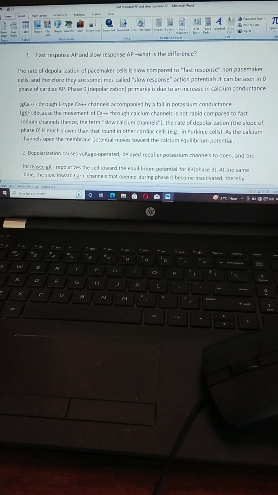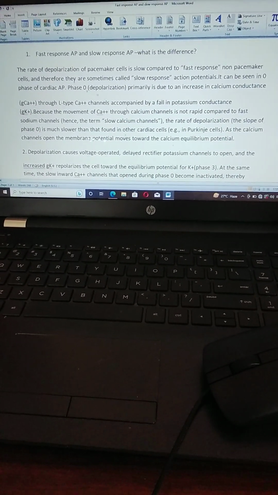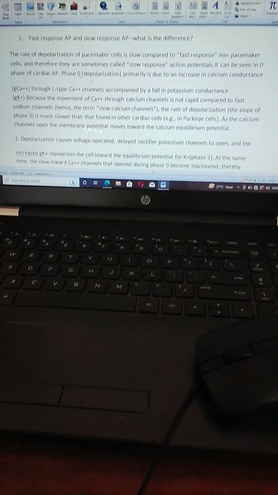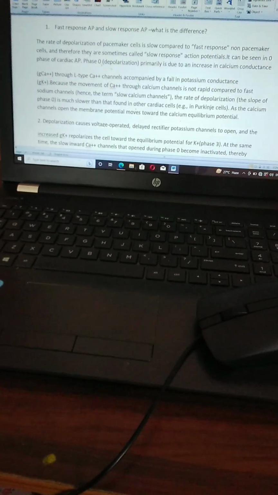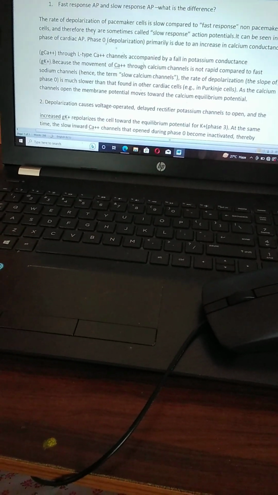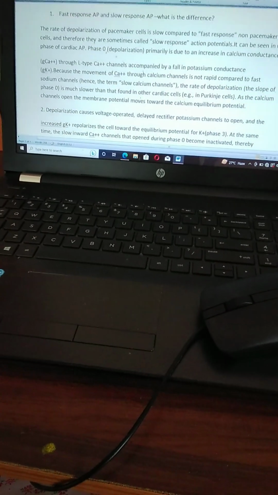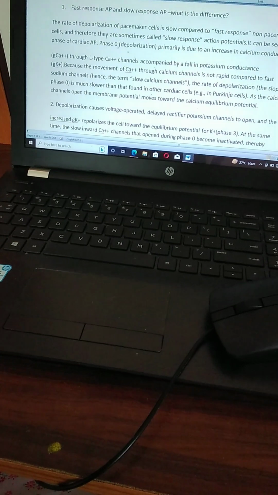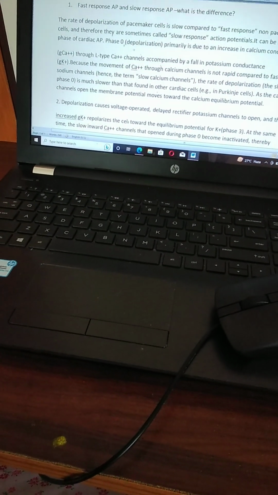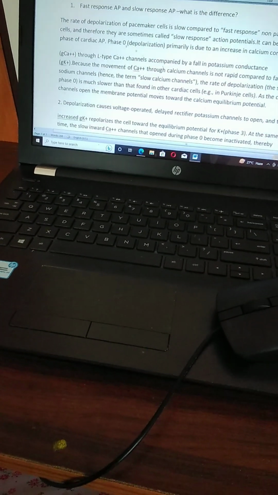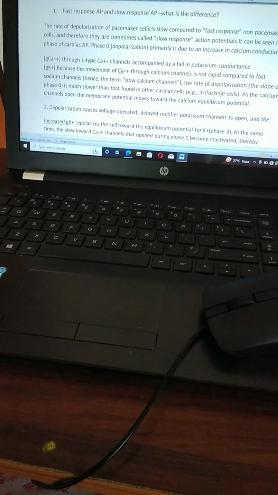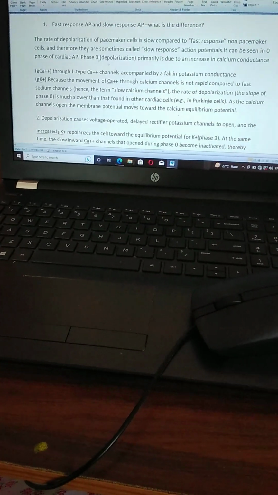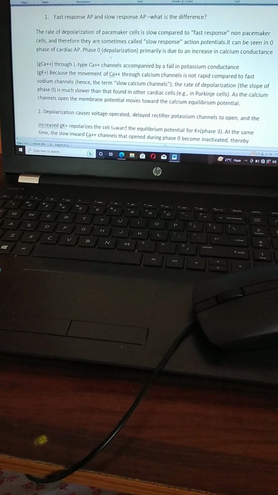Phase 0, that is depolarization, is primarily due to increasing calcium conductance. Through which type of channels? Through L-type calcium channels in the case of the slow response action potential. L means long acting, accompanied by a fall in potassium conductance, because the movement of calcium through the calcium channels is not rapid compared to the fast response action potential.